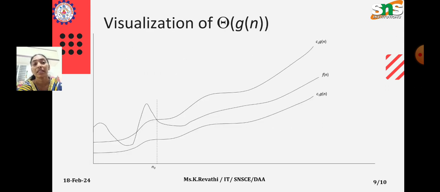This is the graphical representation of theta of g of n. Here the f of n value lies between c1, some constant c1 into g of n, and c2 into g of n. That means c2, another constant value, is multiplied by g of n.